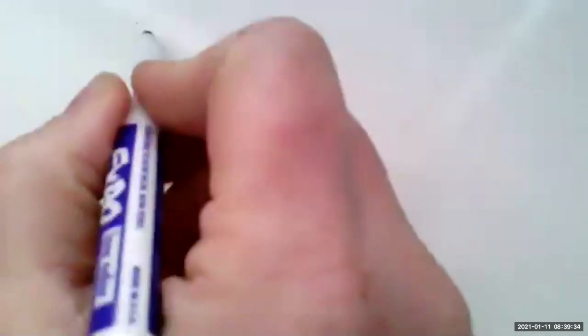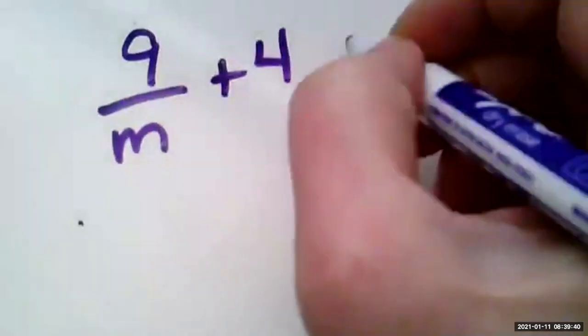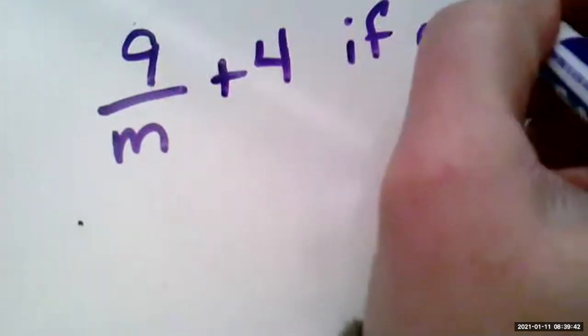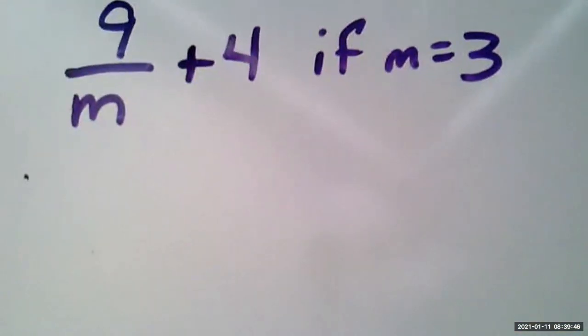How about this one? This one's going to look a little different. 9 over m plus 4 if m equals 3. Ooh, sideways. Oh, love this. Okay. 9 over m plus 4 if m equals 3.